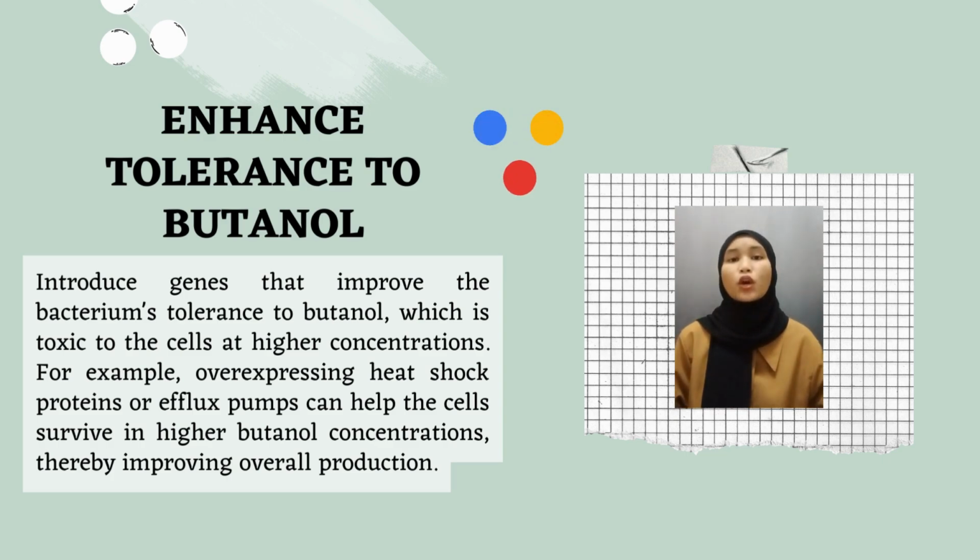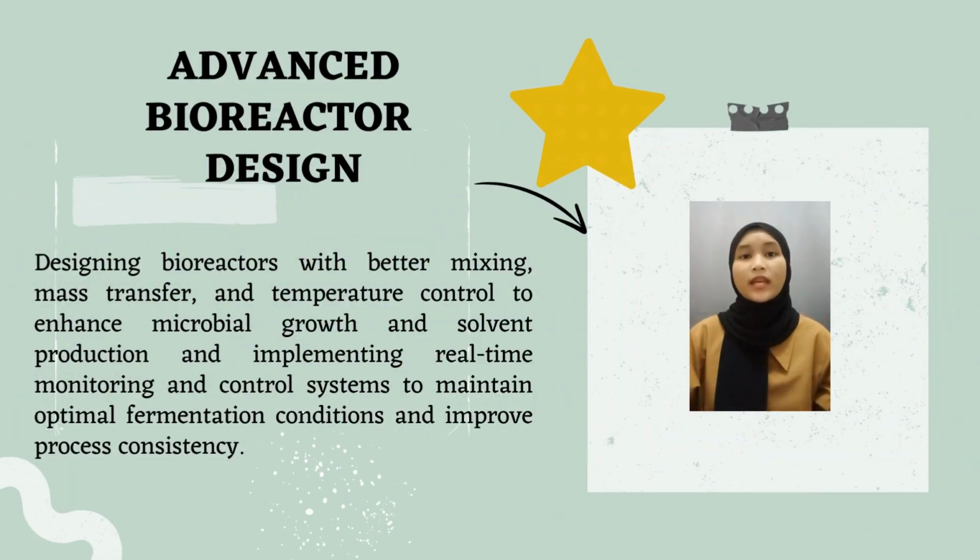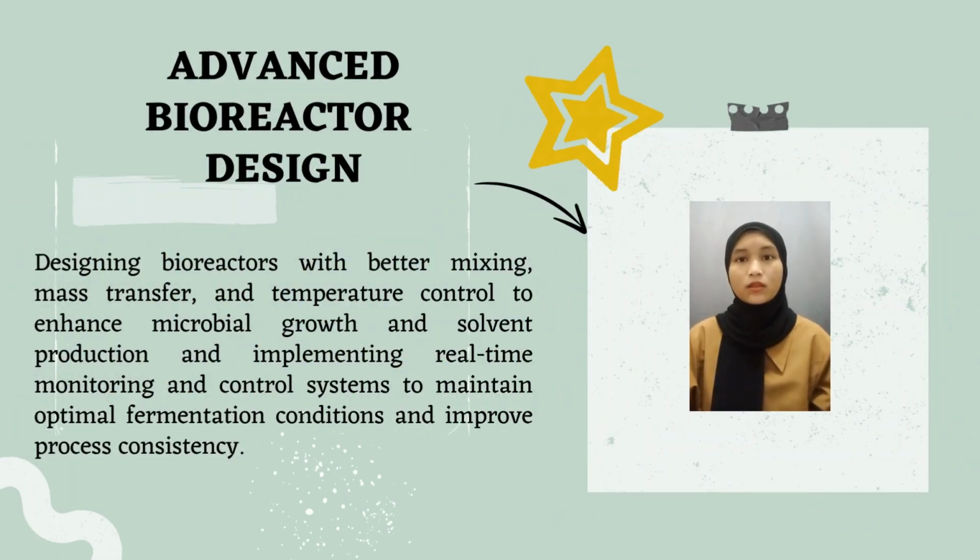For example, overexpressing heat shock protein or efflux pump can help the cell survive in higher butanol concentration and improve the overall production. Number three, we can design the bioreactor better by implementing real-time monitoring and control system to maintain the optimal fermentation condition and improve the process concentration.